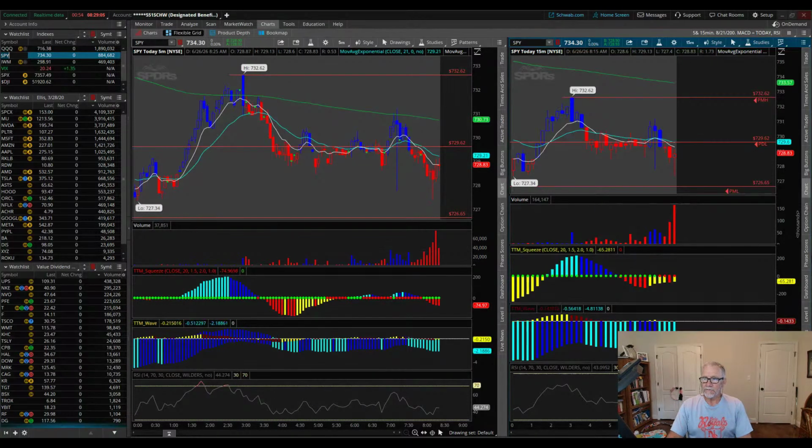728.82. Now these marks over here are going to be the pre-market high. I'm looking at the 15-minute on the right. We got a pre-market high of 732.62. That's a level we need to get above. We've got a previous day low, and that's about where it's at right now, 729.62. And then this morning's pre-market low is 726.65.